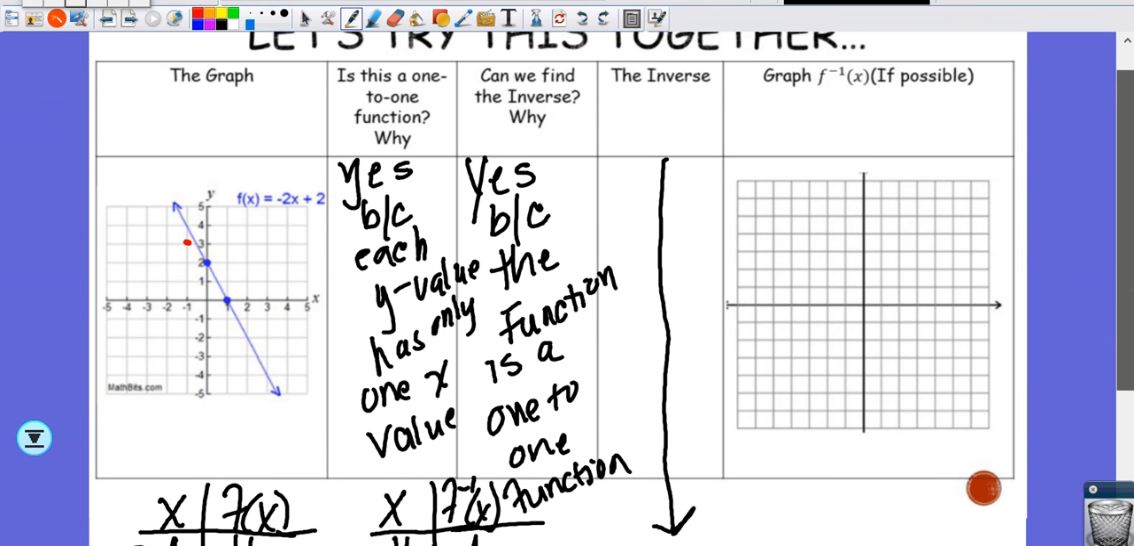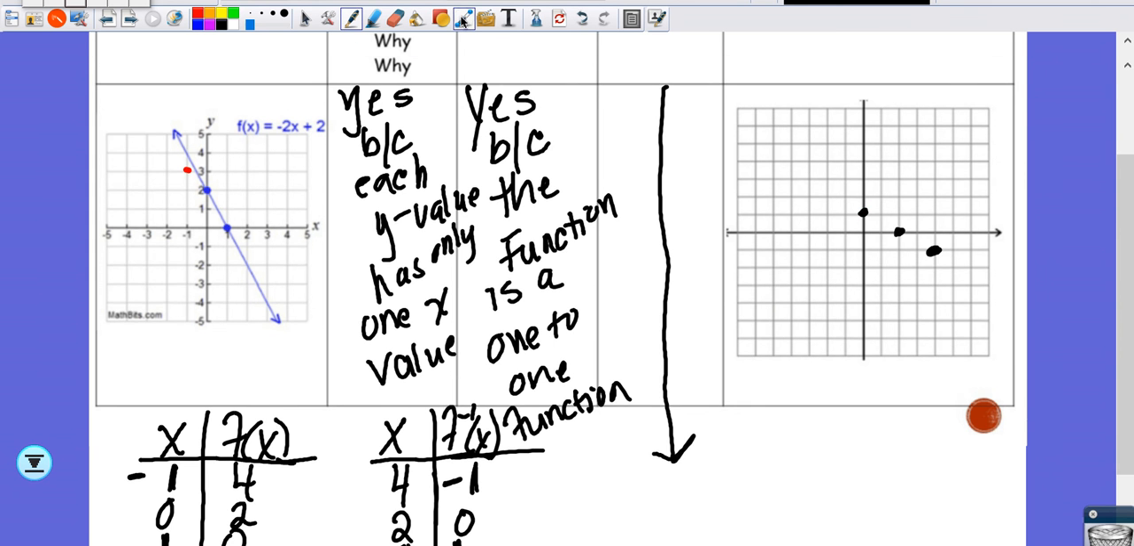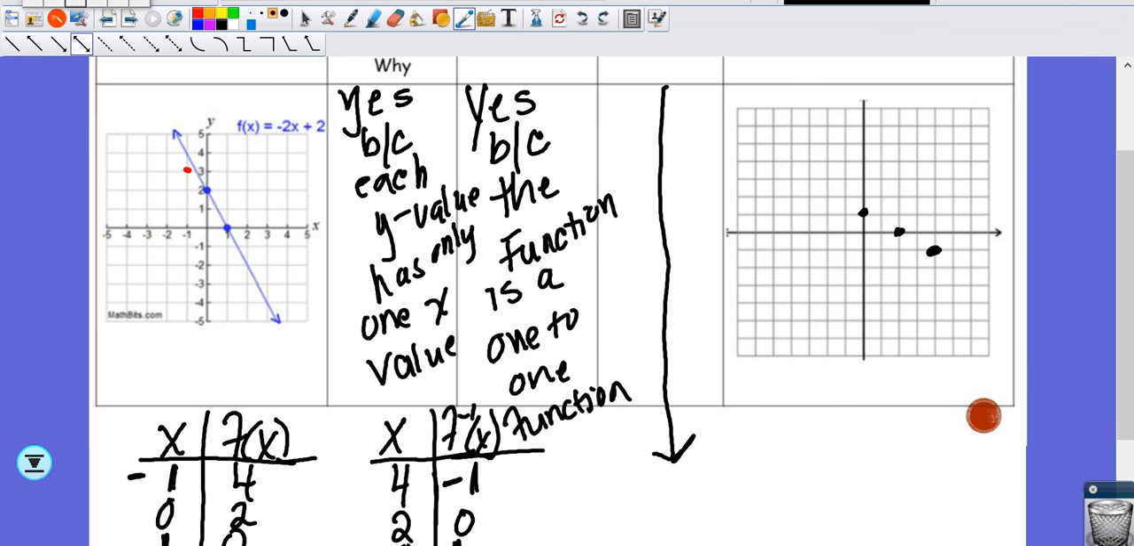So here I'm going to go up here and graph the inverse. So 4 and negative 1. So 4, 1, 2, 3, 4, and negative 1. And then 2 and 0. And then 0 and 1, which is right here. Okay, and here I'm going to connect those dots. And this is the inverse function.